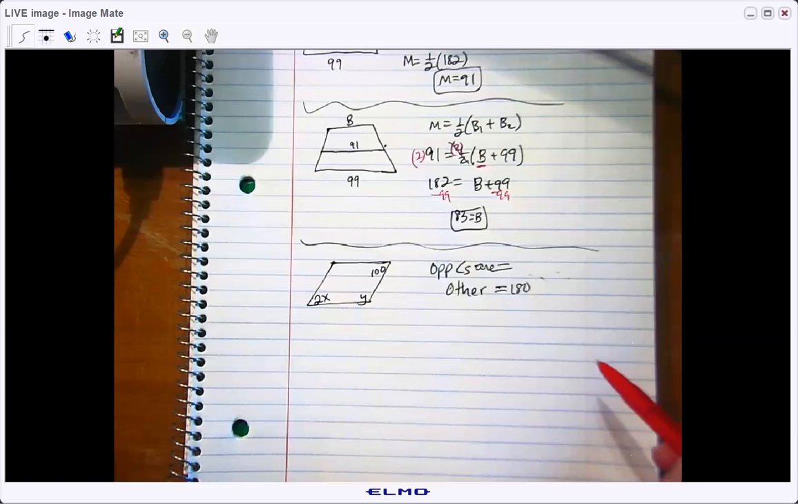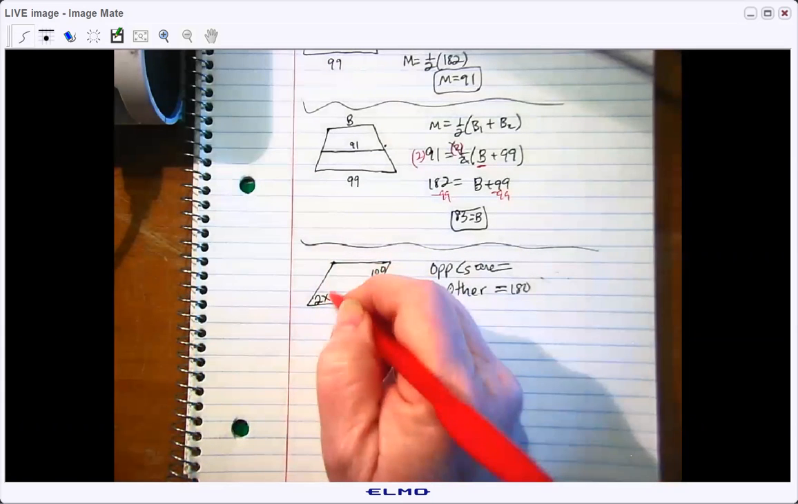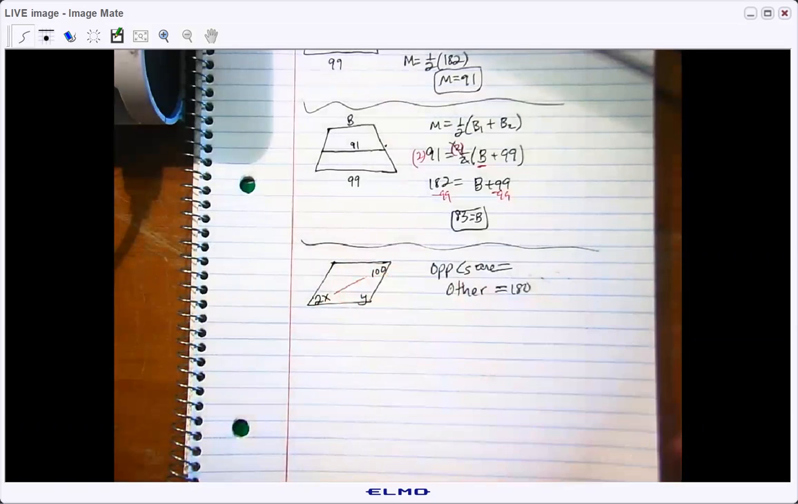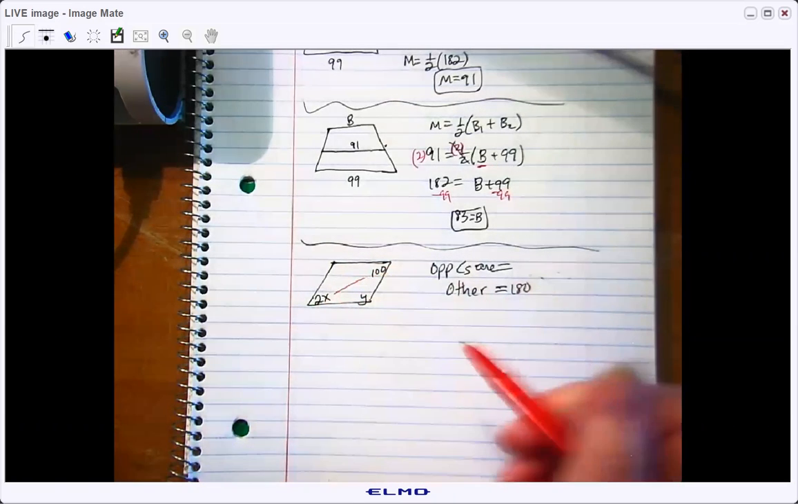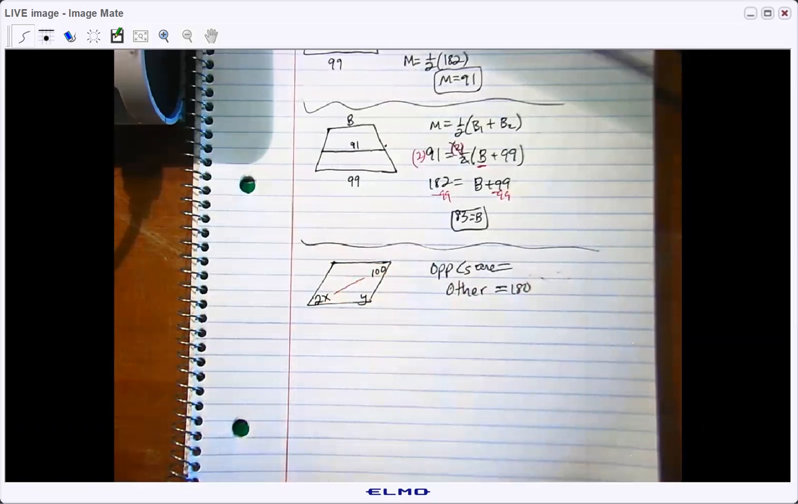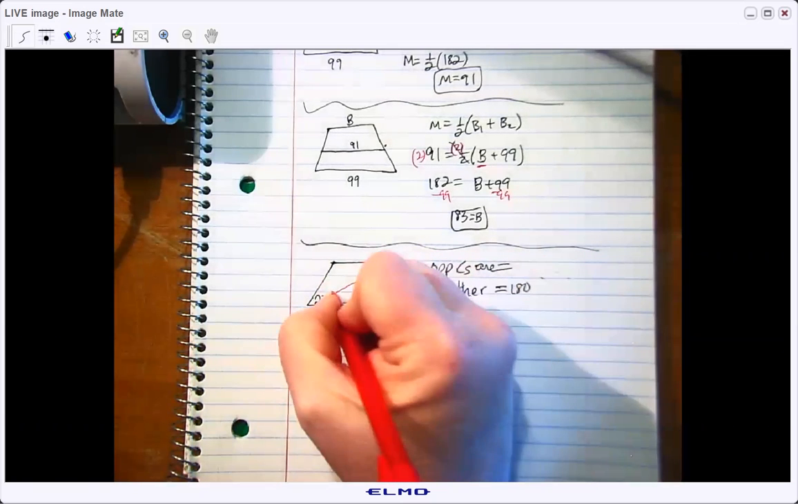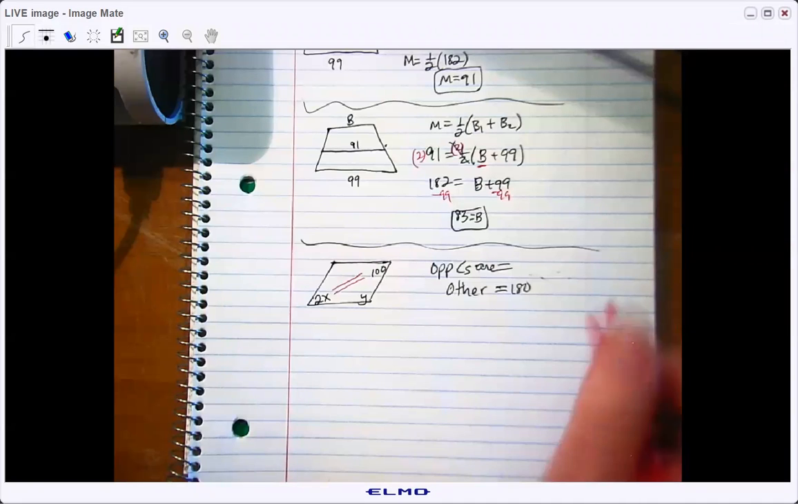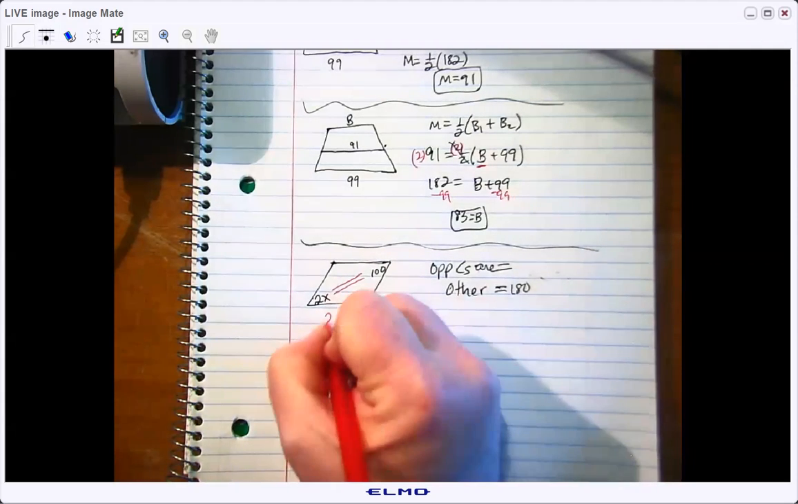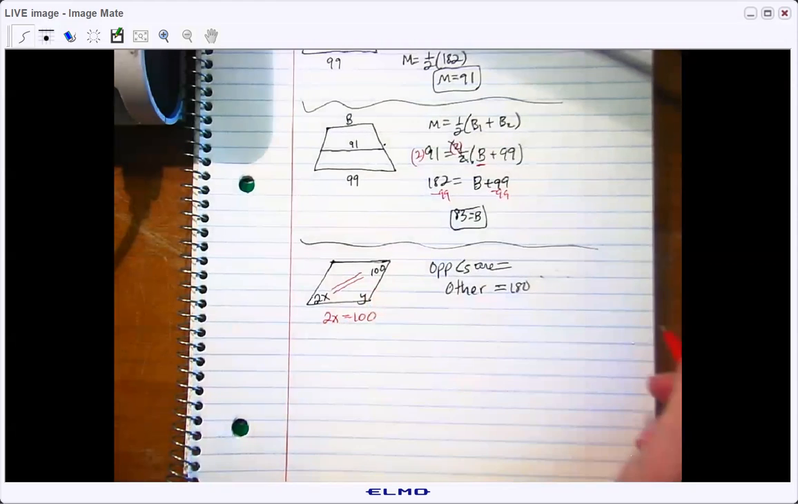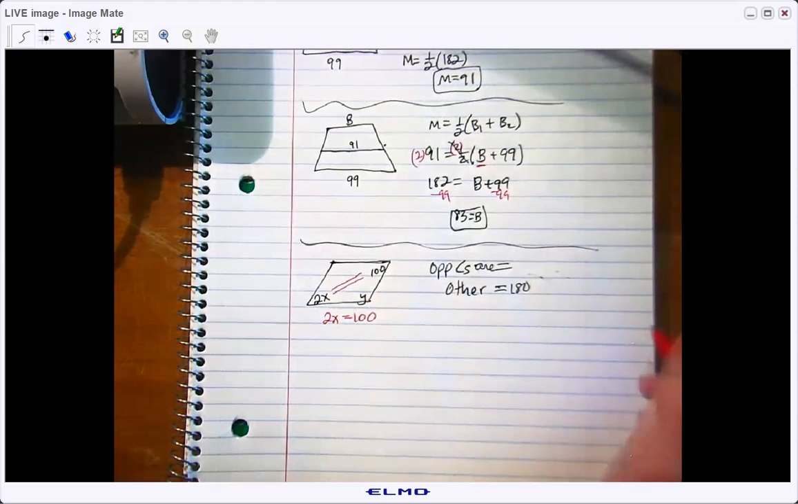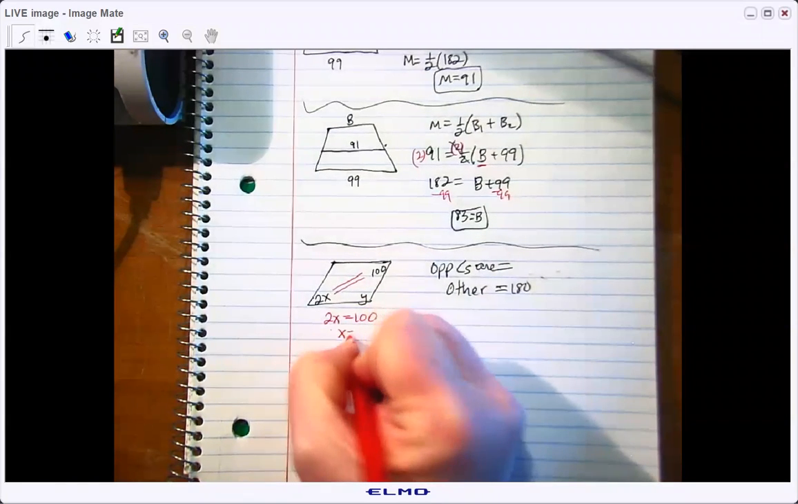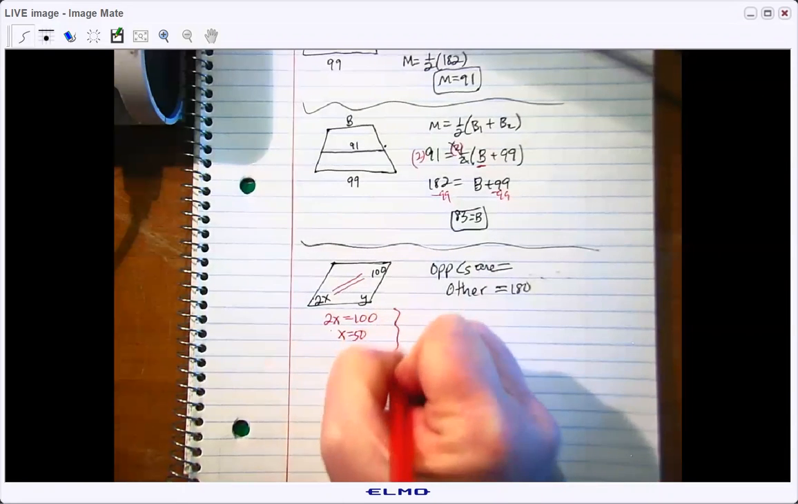Well, if I go directly across, those are the opposite ones, the equals. So these are going to be equal because they're opposite. So draw an arrow across, then that way you know it's the equal ones. So I know that 2x is equal to 100. And then if you divide both sides by 2, x equals 50. So there's x.